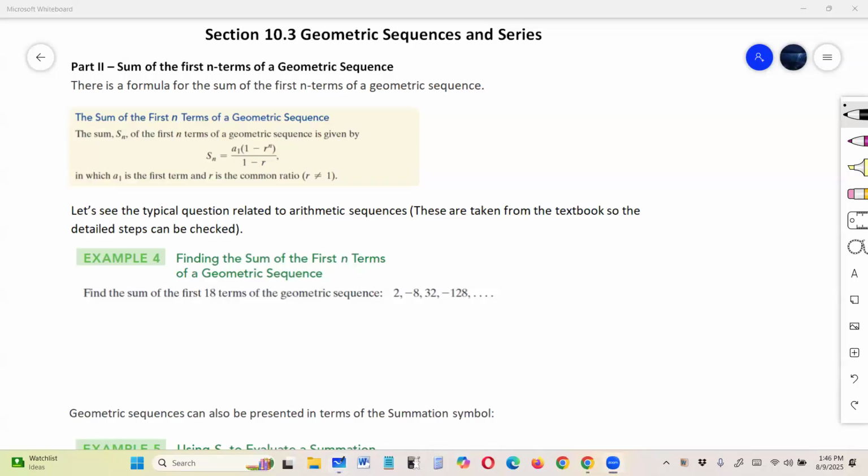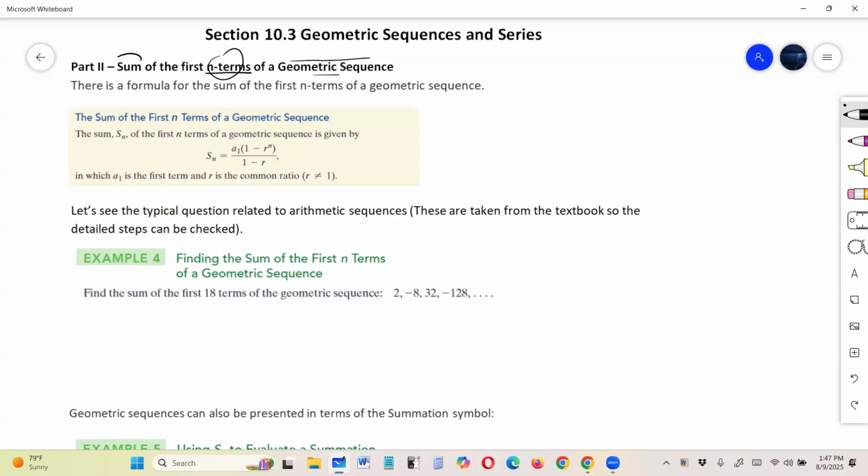Hi, hello everybody. So this is the video dealing with section 10.3, geometric sequences and series. And this is the second part where we are interested in finding the sum, two types of sums. First, we're going to see the sum of the first n terms of a geometric sequence. And then we're going to find the sum of a geometric sequence, but without end. So it's going to be the complete sum of the complete sequence.